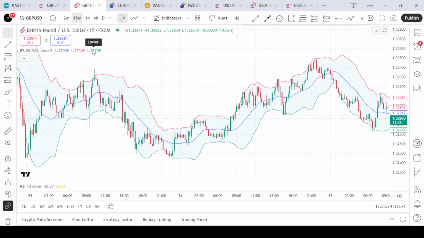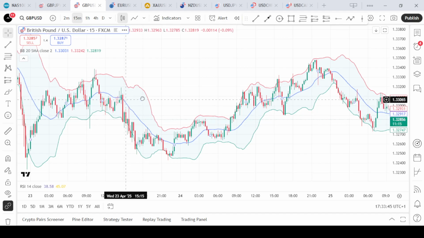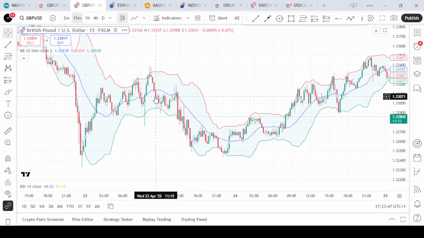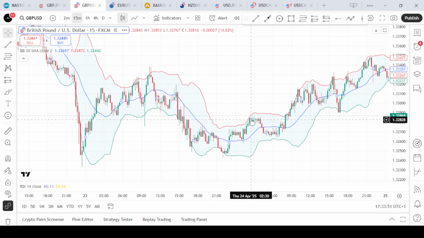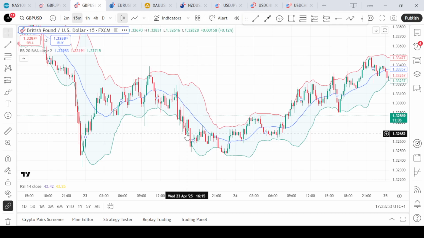Now, these bands adjust dynamically to the market volatility. They widen during a high volatile market and they contract during a low volatility market. Now, the lower and upper band help identify potential overbought and oversold conditions. In ranging markets, price often bounce between these bands, while in trending markets, price walk along one band, indicating a strong momentum.